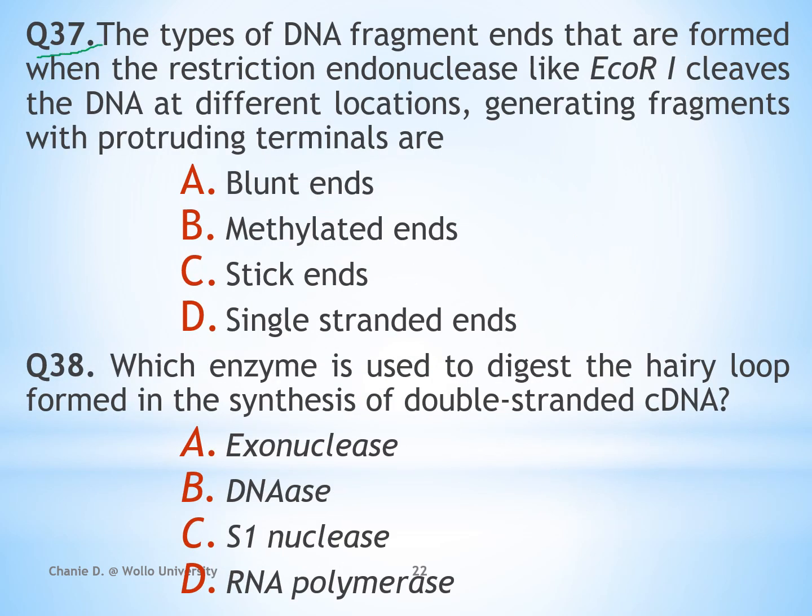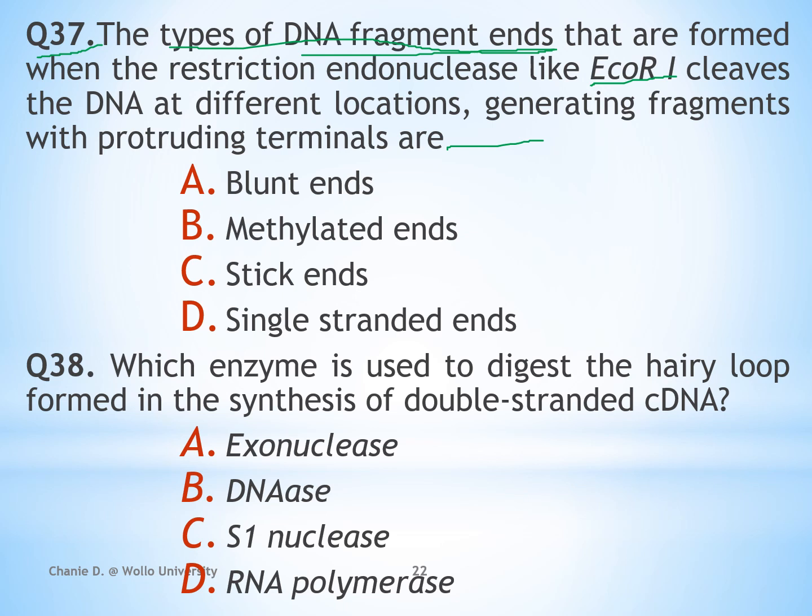Question number 37. The types of DNA fragment ends that are formed when the restriction endonuclease, like EcoRI, cleaves the DNA at different locations, generating fragments with protruding terminals are blank. This question is a somewhat long statement, but we are going to select the keywords. The keywords are types of DNA fragment ends.